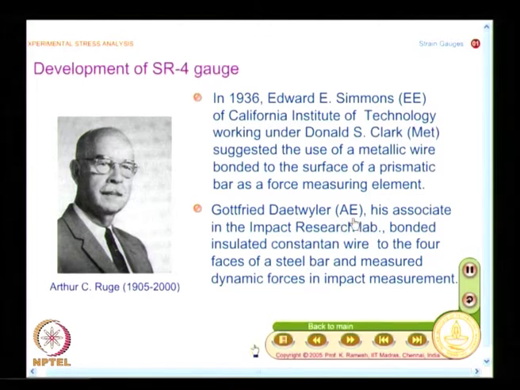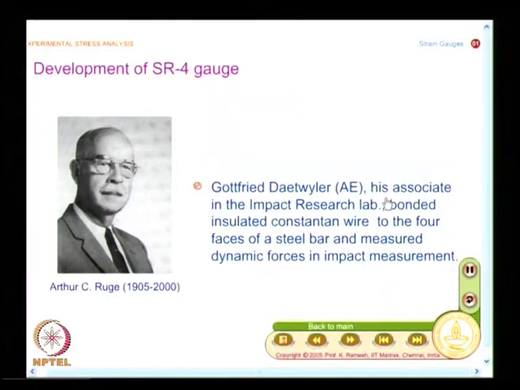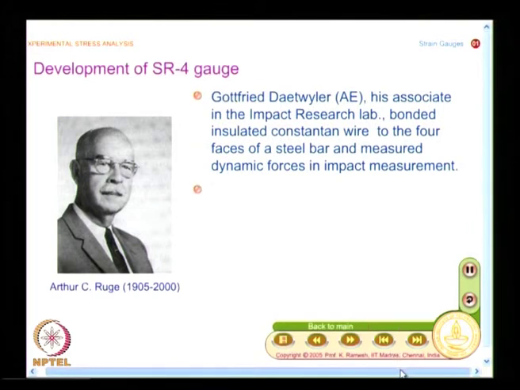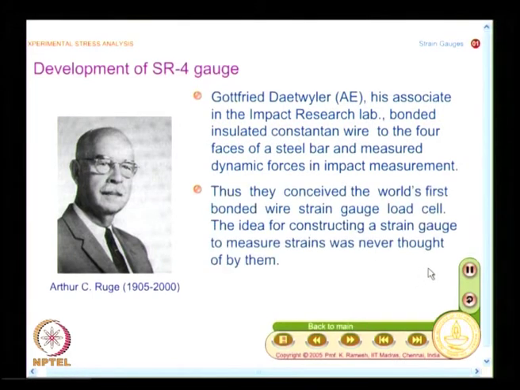See, only when different minds meet, new ideas develop, and Simmons was credited to be very inventive in his approach. So, when they faced a problem in impact force measurement, they consulted Simmons, and Simmons suggested, why don't you take a wire and bond it. And if you really look at their contribution, they did not know at that time that they were going to develop a strain gauge.